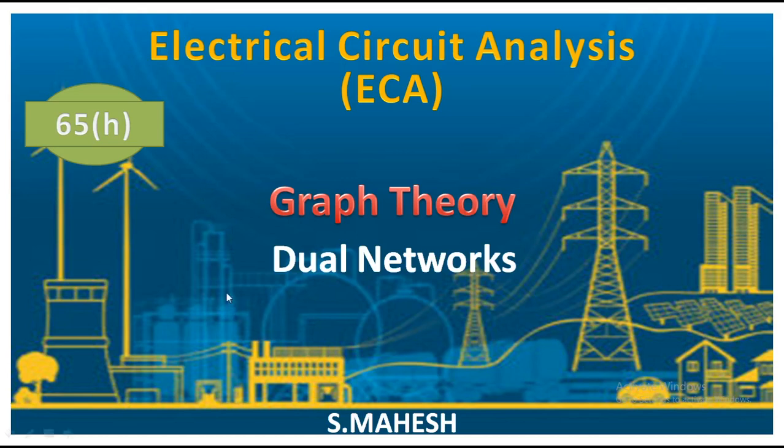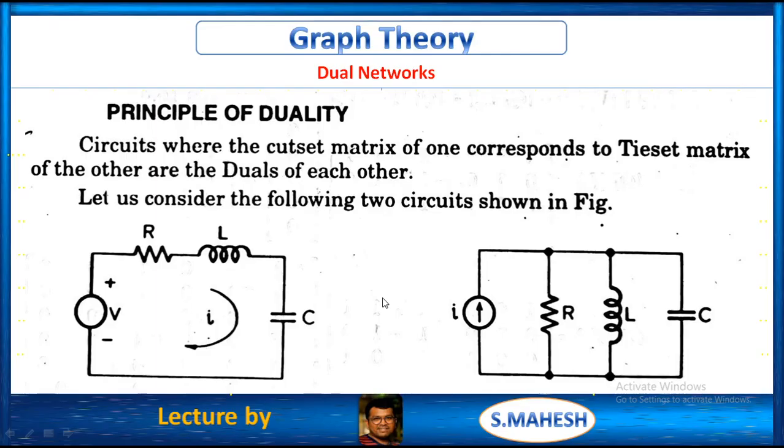Hello everyone. Now we have to discuss the last concept of graph theory, that is dual networks. So, what is the principle of duality? The circuits where the cut set matrix of one corresponds to the tie set matrix of the other are the duals of each other. Okay. So, the cut set matrix gives the information about what? Node voltages. The tie set matrix gives the information about what? Branch currents. So those two are dual with each other.